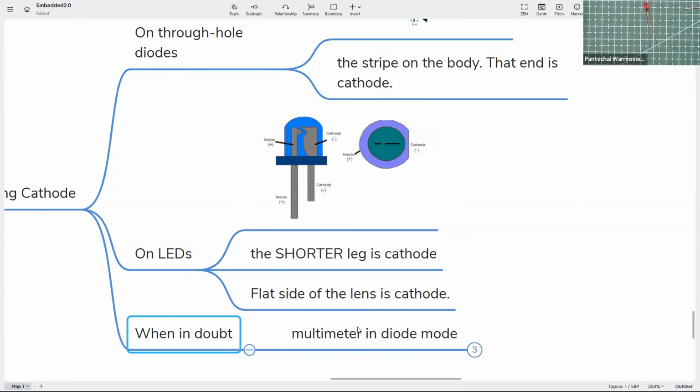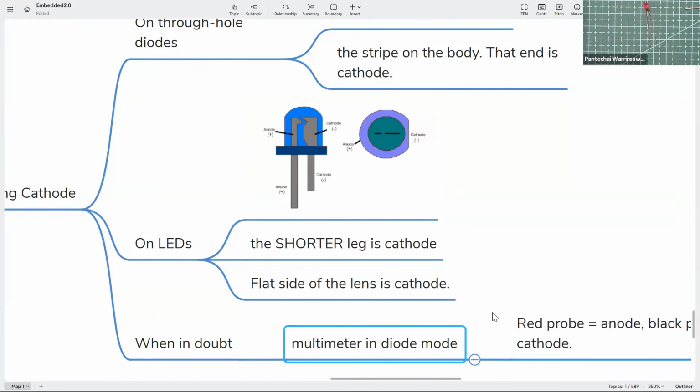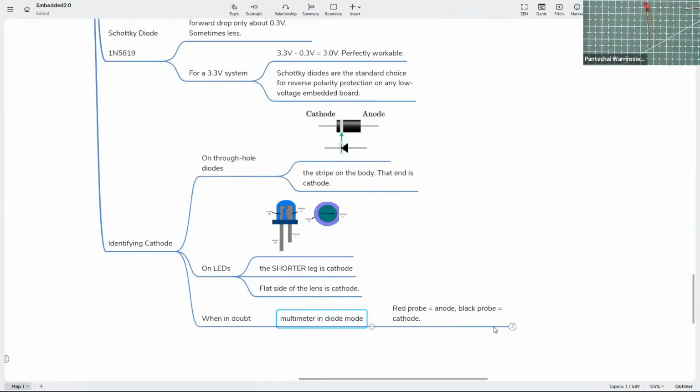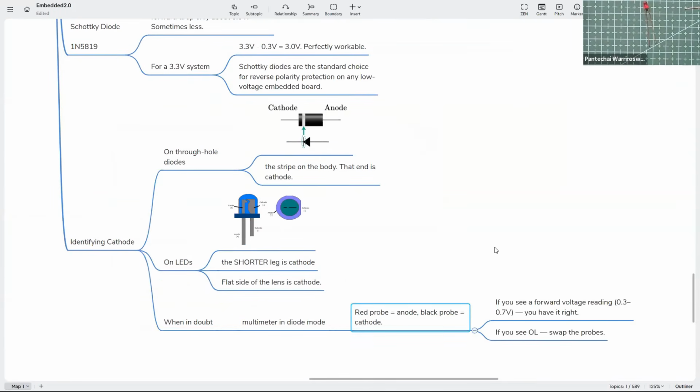And what if you have a doubt? I don't know which one is anode and which one is cathode. Very simple. You just take a multimeter and keep it in the diode mode. Whenever you keep the probes in this way, can you see that, guys? This is the LED, this is the anode and this is the cathode. When I keep it in this way, the multimeter is showing just 1.